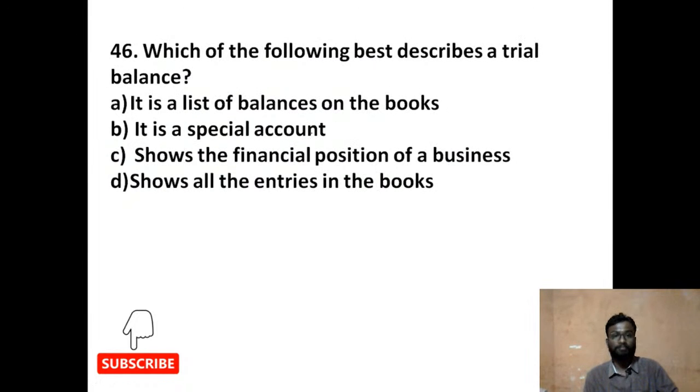So very good, Tirupati. Which of the following best describes trial balance? Trial balance is a list of balances on the books. It is a list of balances in the books, which generally means ledgers. So ledger balances, it is a statement showing all the balances of the ledger. It is a trial balance, isn't it?